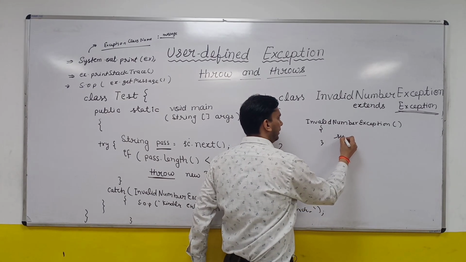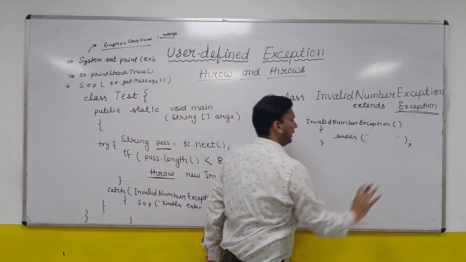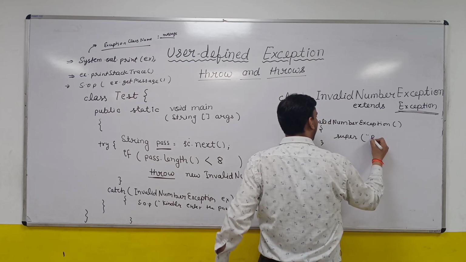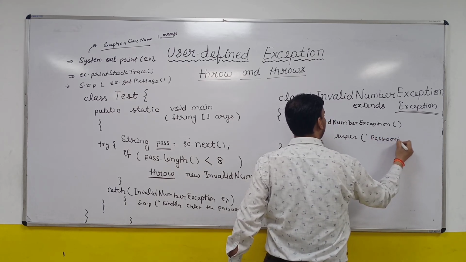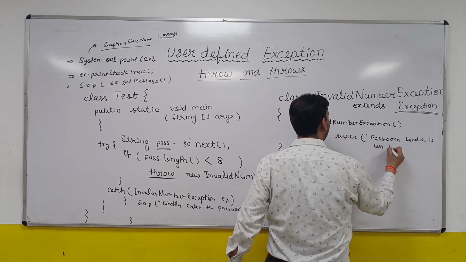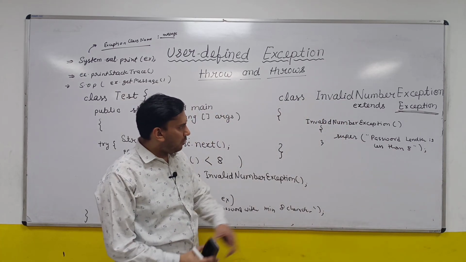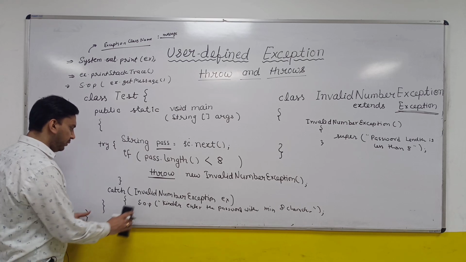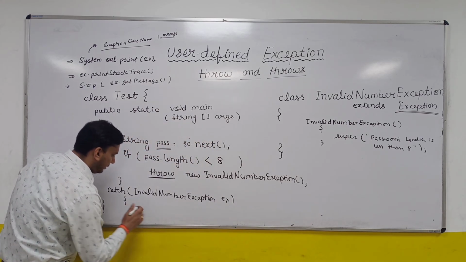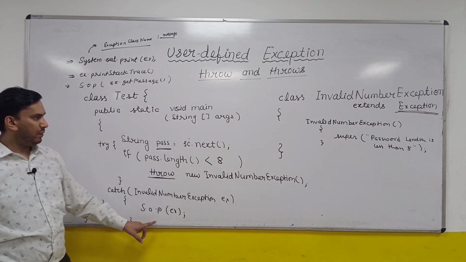You write here super, and whatever message you want to pass, you can pass in string form, something like this. For example, I want to say "password length is less than 8." So I have given this message, right? So now if you print the object of this class, let's say I am printing here System.out.println(ex). So what will be the output? What should be the output?